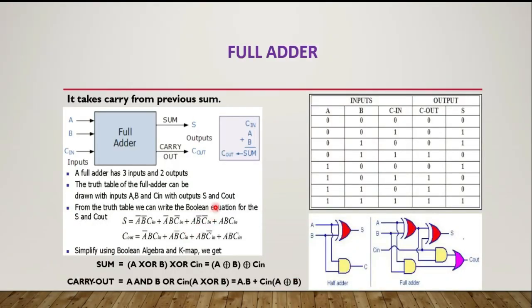Okay, hope you all know full adder takes carry from previous sum. Here I have shown you a truth table of full adder. From the truth table we can write the boolean equation for the S and Cout like this. Then simplify using boolean algebra and K-map, we can get this equation for sum and carry out. Then we can construct this full adder circuit. Okay, let's build it in our Sieder logic simulator.